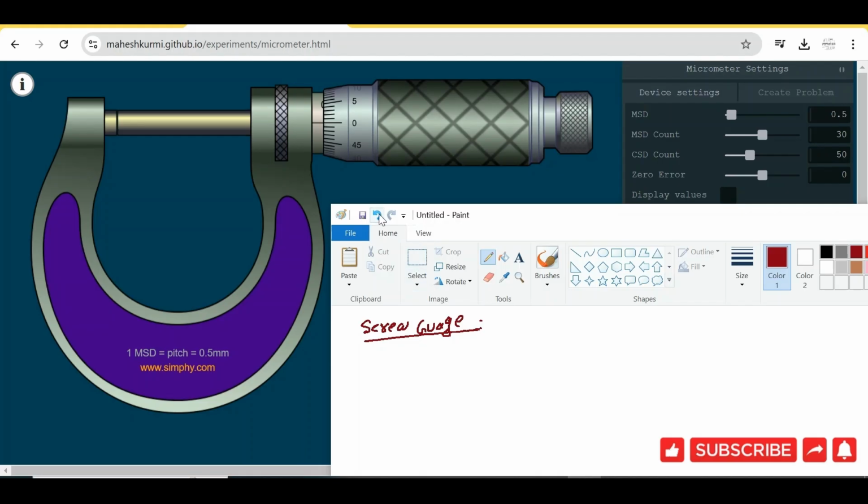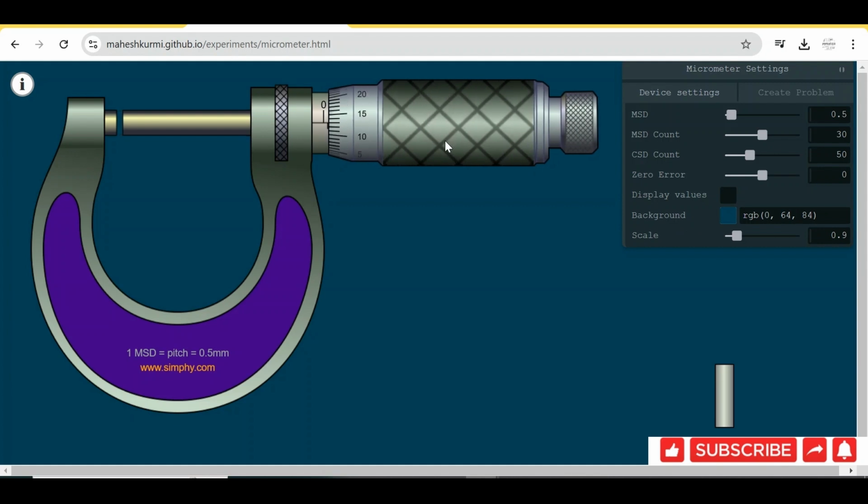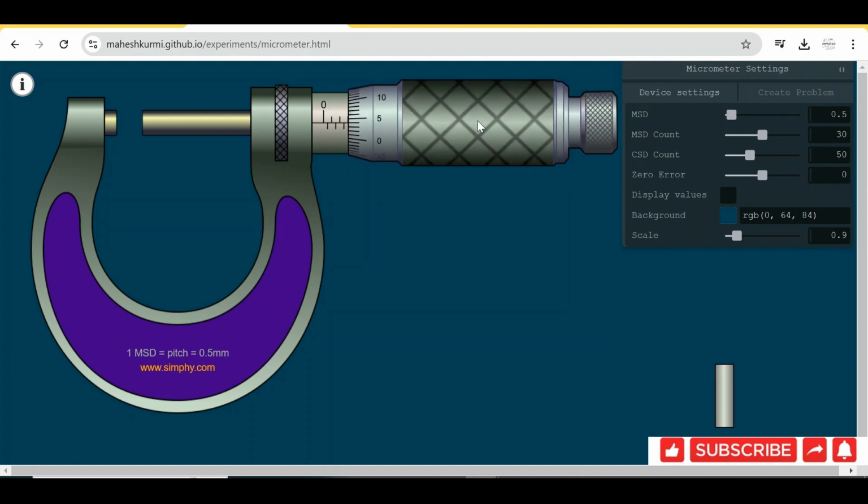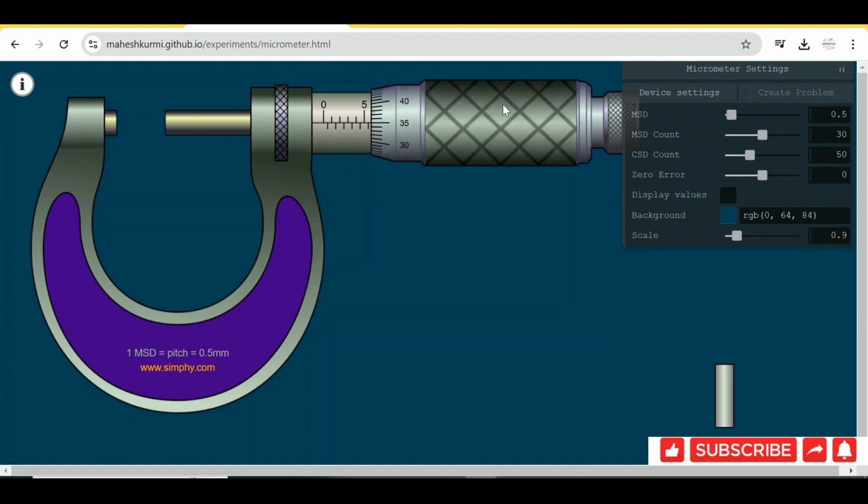Screw gauge. Let's see the instrument animation. Here is a screw gauge. There are again two scales, like a vernier scale. You can rotate it clockwise or anti-clockwise. You see here are the readings. Now 1, 2, 3, 4, 5, 6, 7, 8, 9, 10 readings are there.